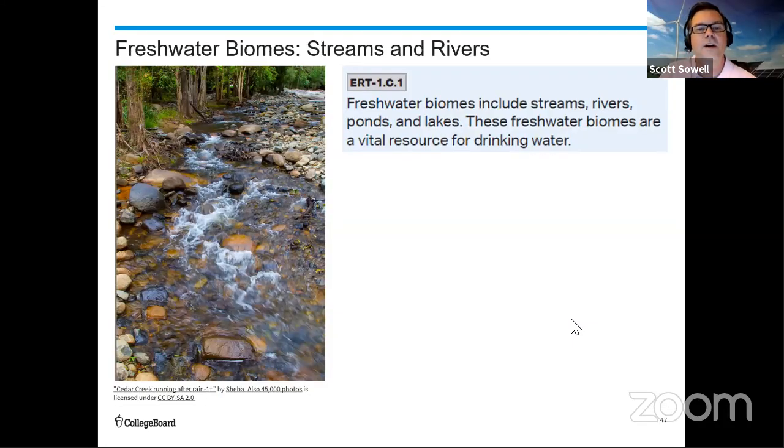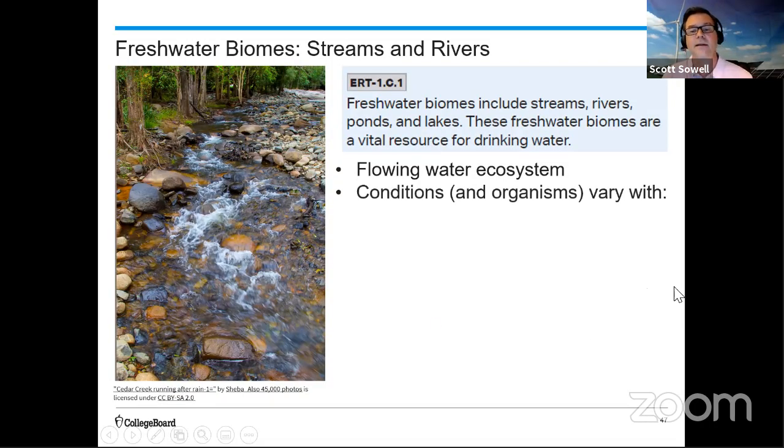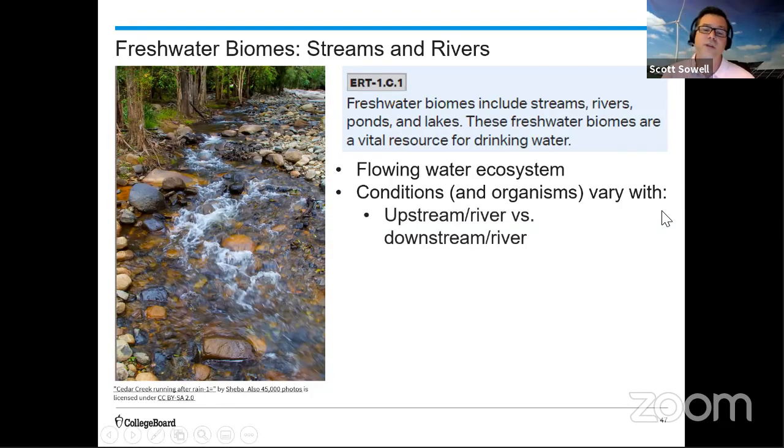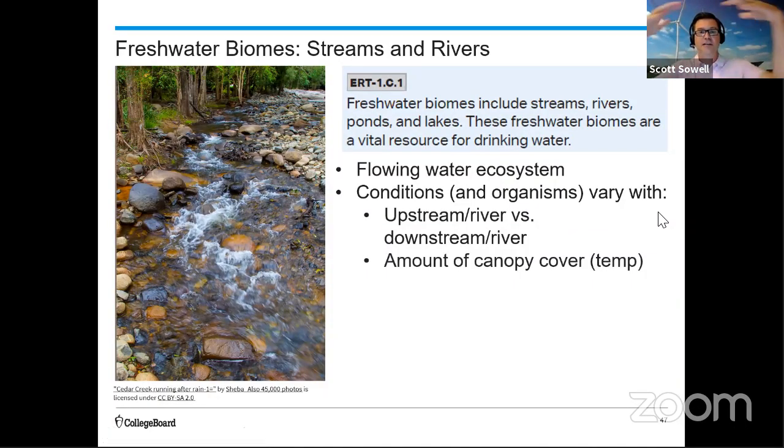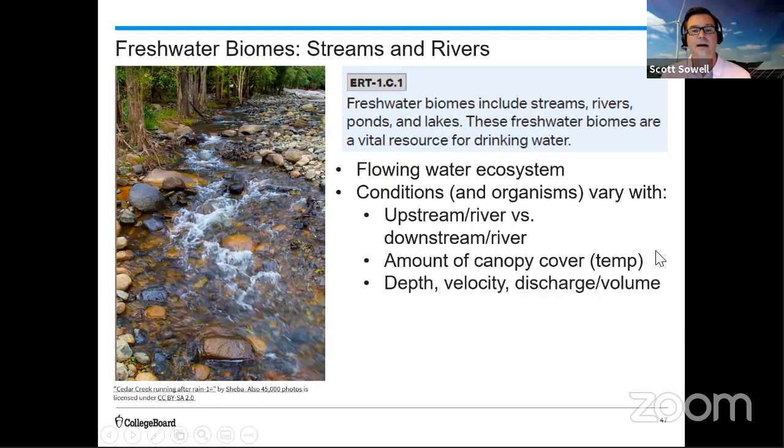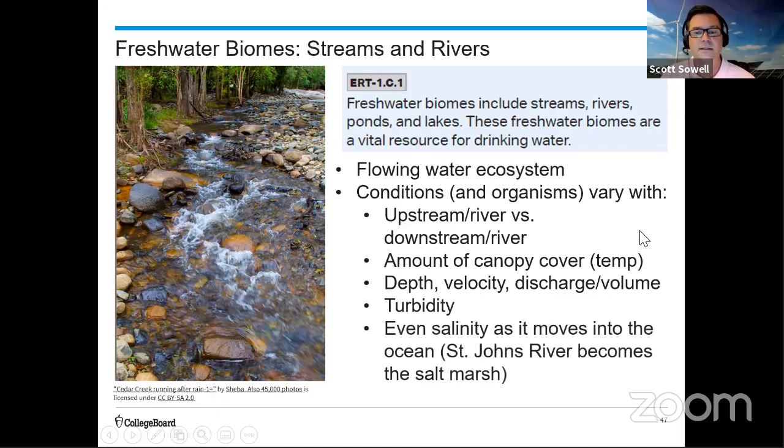So in terms of freshwater biomes, the first one is streams and rivers. And clearly this is a flowing water ecosystem. The water is moving, sometimes quite rapidly. And because of the varying types of rivers, you can have varying conditions and therefore varying organisms too, depending on whether it's upstream or downstream. How much canopy cover, how much shade the trees are giving on top of the stream or river, that might change the temperature. How deep it is, how fast it's flowing, the volume of water, the discharge of water, the turbidity, the cloudiness. So even salinity.